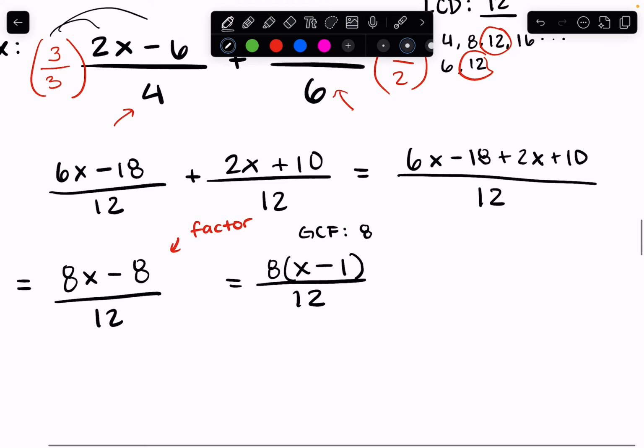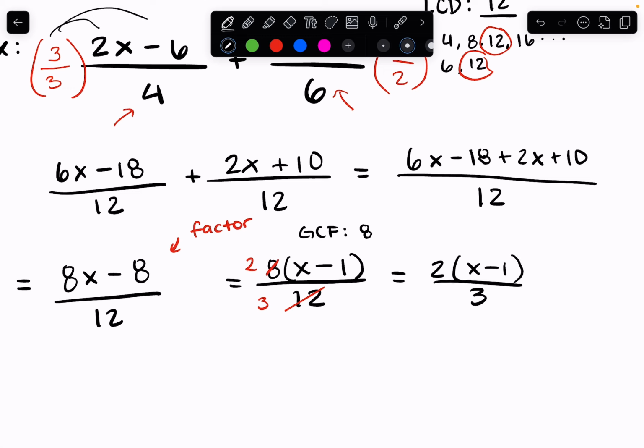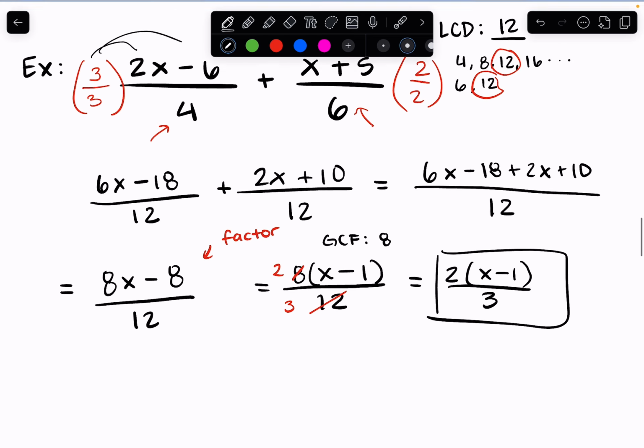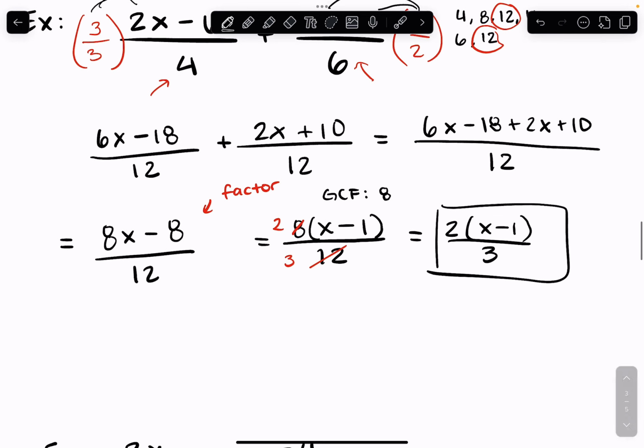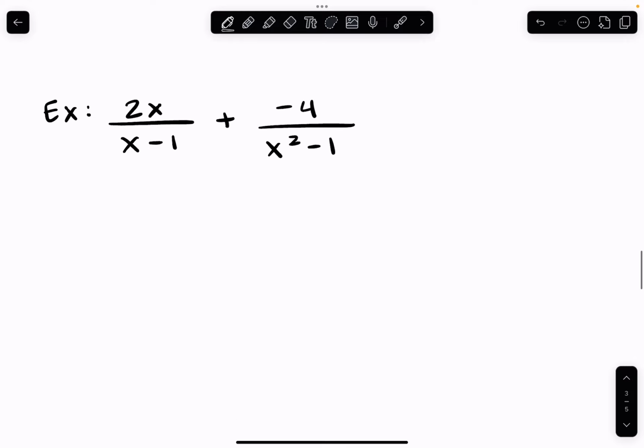All right, and then see if you can reduce anything while you're at it. So I know I can reduce 8 over 12 by 4. If I do 8 divided by 4, that becomes 2. 12 divided by 4 is 3. So you're going to have 2 times x minus 1 over 3. All right, and there's your answer for that problem. So again, the steps are very similar every single time. Let's go ahead and do this example now.